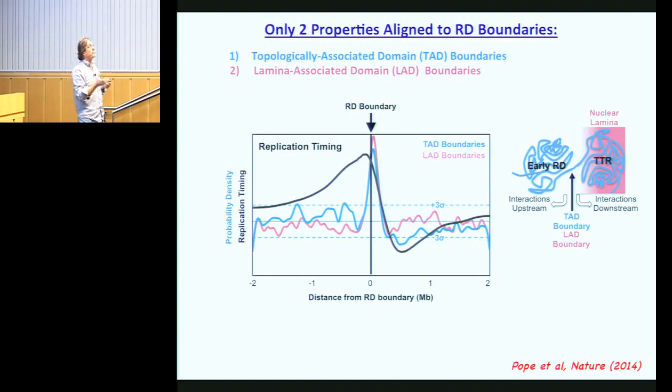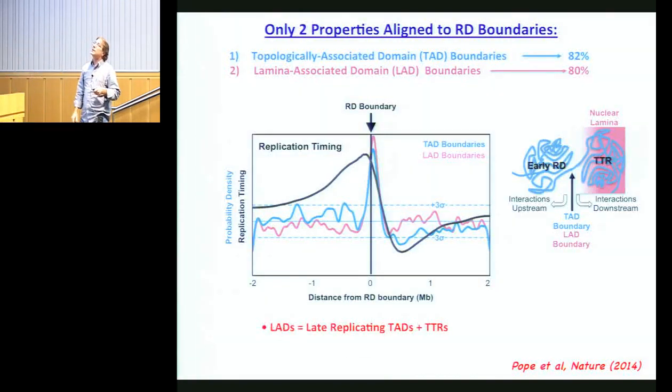But this is very logical, actually, because very frequently you have several TADs in a row that are replicating at the same time. So by replication timing, you don't find a boundary. But if you collapse 25 different cell types and collapse those all together, suddenly your alignment goes way up to over 80%. And then you can show that the ones that aren't aligning are replicating at the same time. And so, for oversimplification purposes, TADs are RDs, but also LADs are late replicating TADs plus the timing transition regions.